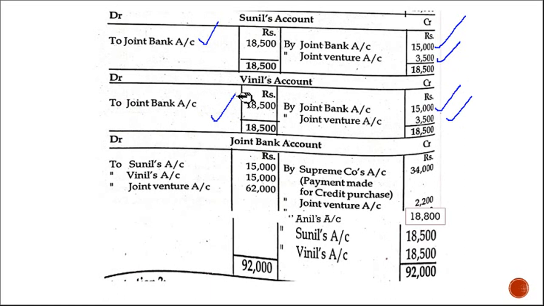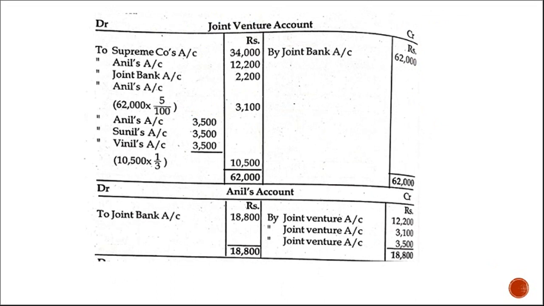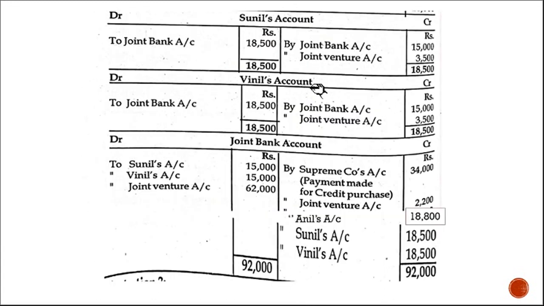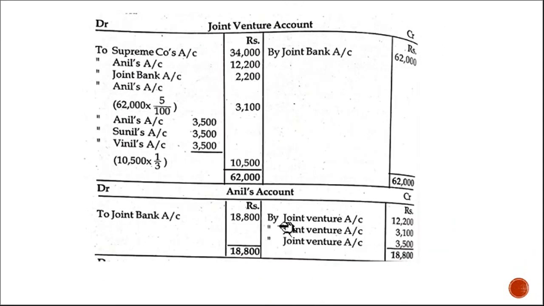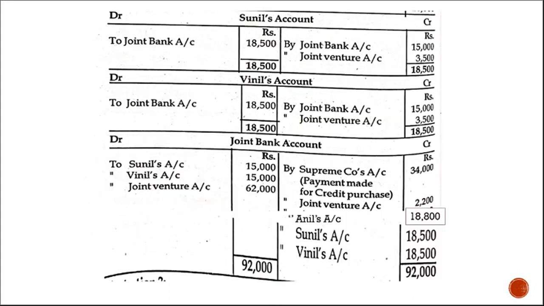So you might have a question, right? Why in Anil's account we haven't written by joint bank account? Because Anil hasn't given the capital. So here we haven't written by joint bank account. These two people have contributed capital, so we have written joint bank account. Anil has contributed goods, right? So we are writing joint venture account only for goods. Okay, make out this difference.